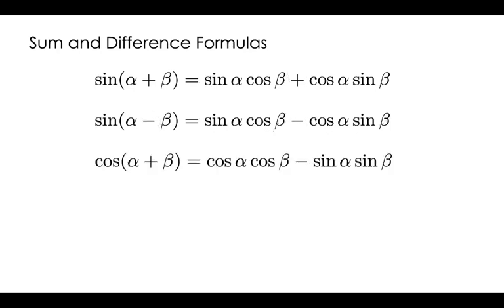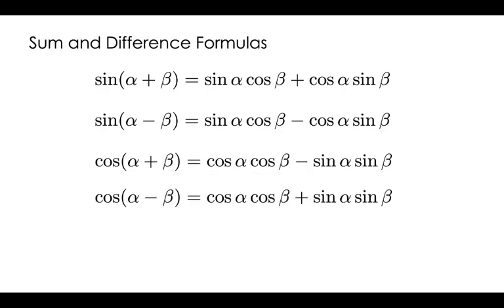We have cosine alpha plus beta. This one looks very different. You have cosine alpha, cosine beta, so it doesn't mix and match the sines and cosines the same way as the sine formula does. And the cosine addition formula has subtraction in the middle. All right, so that's the addition formula for cosine.